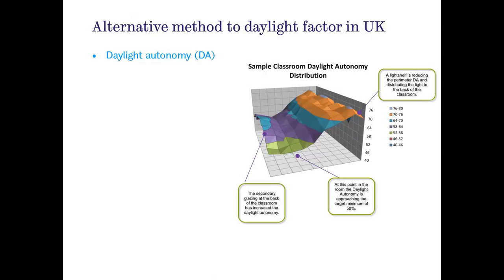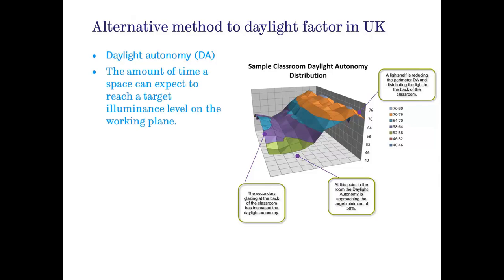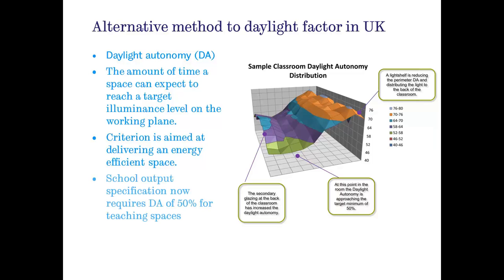This is daylight autonomy. And again, this is calculated using a real sky condition. And this is the amount of time that a space can expect to reach a target illuminance level on the working plane. So it's very similar to the useful daylight index. And it's aimed at delivering an energy efficient space. And in education, you're now required to achieve a daylight autonomy of 50% for teaching spaces. Okay, so it's a similar kind of metric.